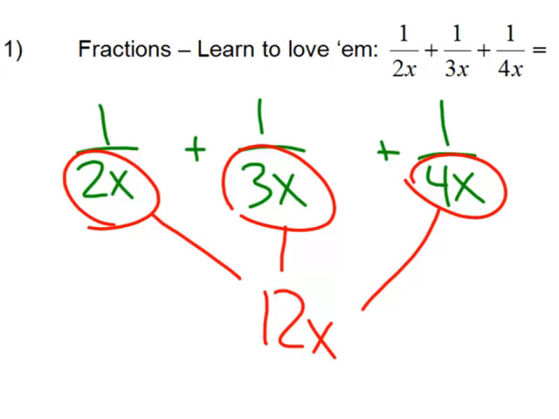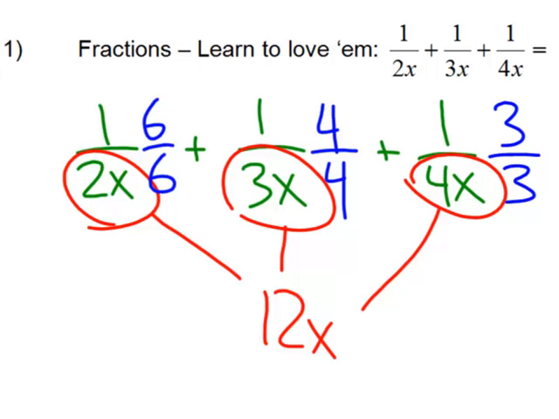Let's do that by multiplying the first fraction by 6 over 6. It is always okay to multiply something by 1, and that's all that 6 over 6 is. It's another way of writing 1. Let's multiply that second one by 4 over 4. Again, we're just multiplying that second fraction by 1 in the form of 4 over 4. And similarly, the third one, 3 over 3.